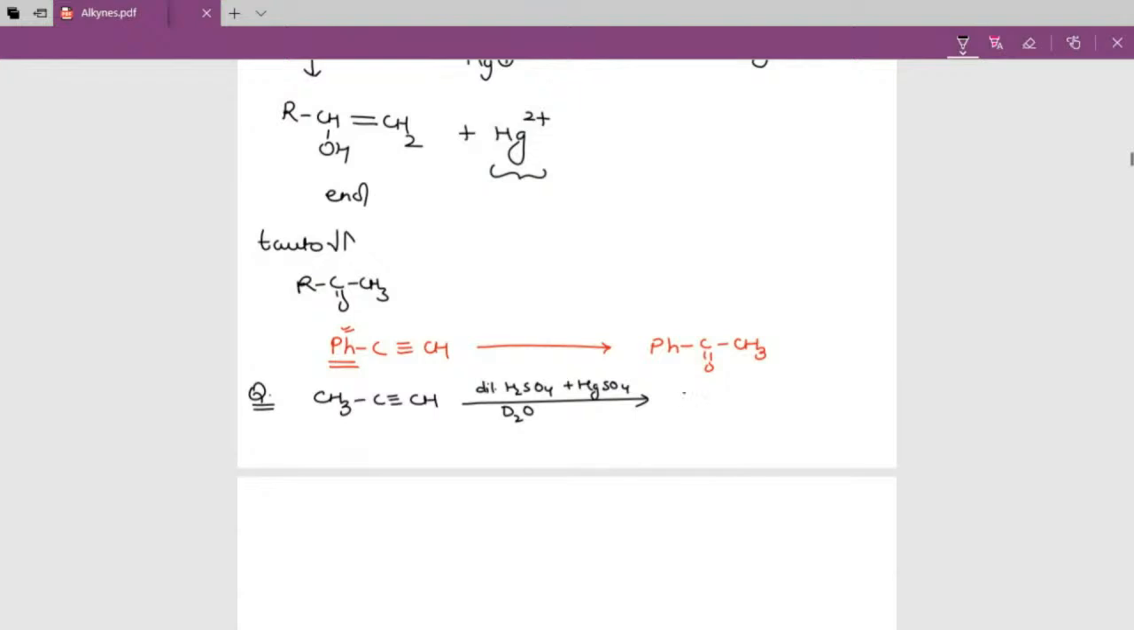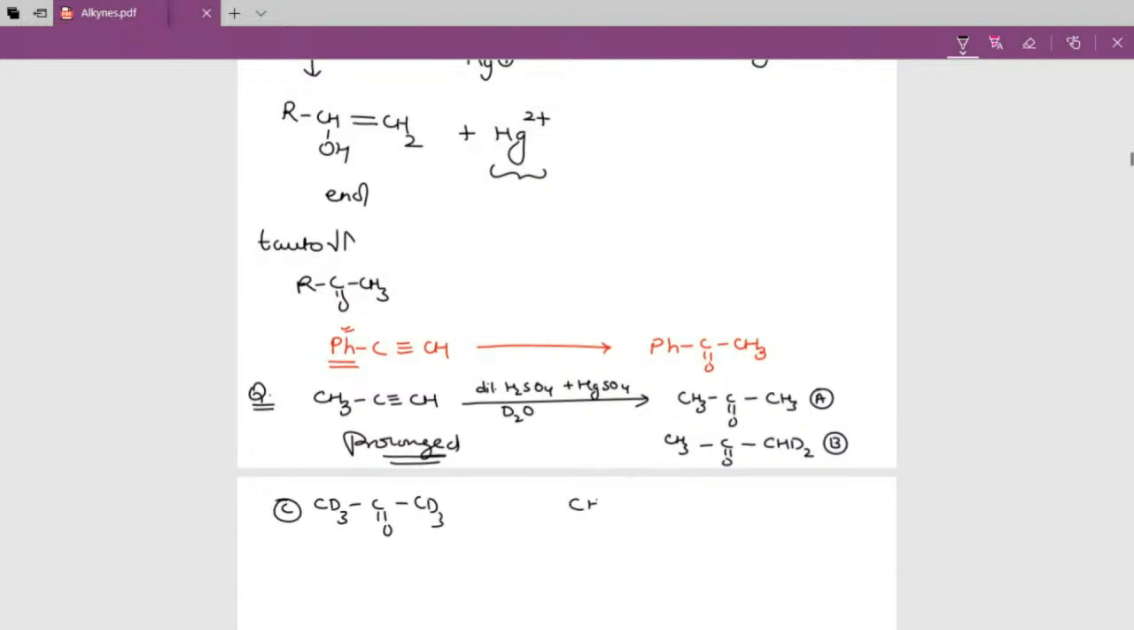Option A, CH3CO CH3. Option B, CH3CO CH2D. If it is written prolonged, CD3COCD3, option C. And CHD2COCHD2 as option D. Now the answer is C.